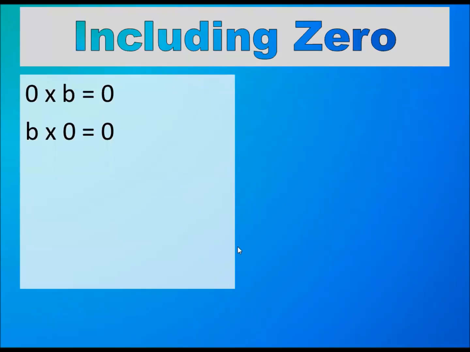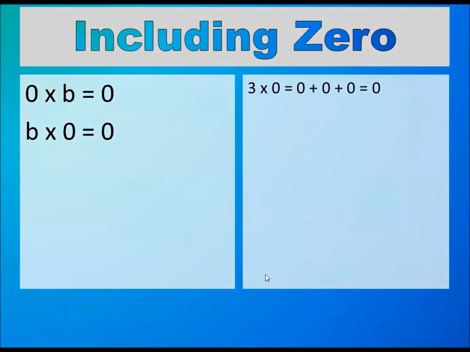Additionally, b times 0 is equal to 0. Why is this the case? We know that 3 times 0 is equal to 0 plus 0 plus 0. We have 3 zeros, and that is equal to 0. 2 times 0 is equal to 0 plus 0, and that is equal to 0. 1 times 0, you have 1 0, and that is equal to 0.